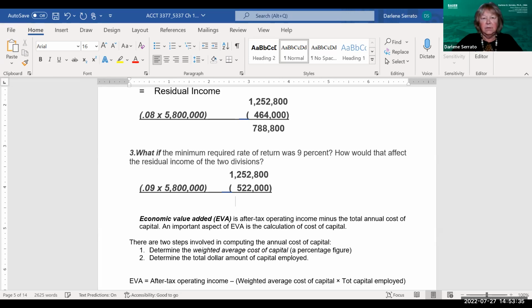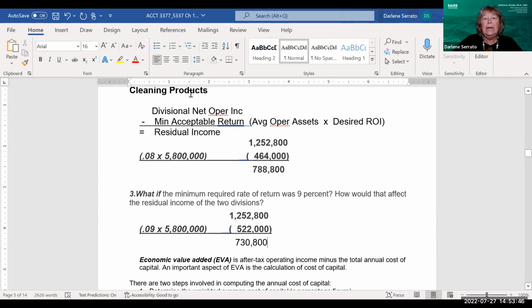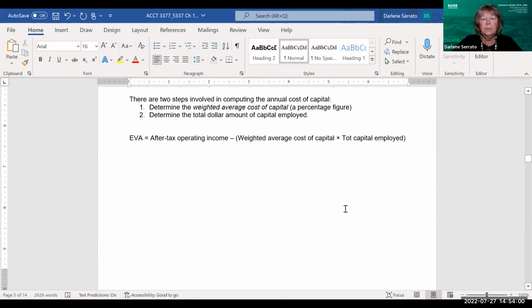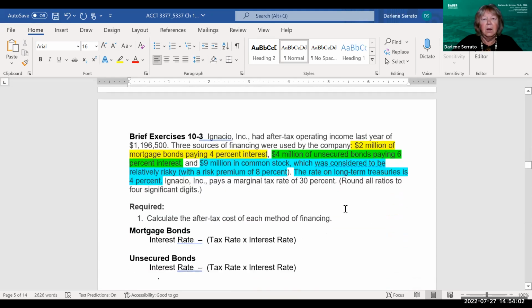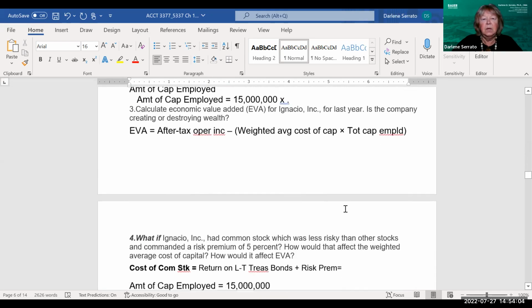Okay. So this one would be 730,800. Okay. So up here for cleaning products, it was 788,000. For cleaning products with 9%, it went down to 730,000. Okay. Now I'm going to skip that one.